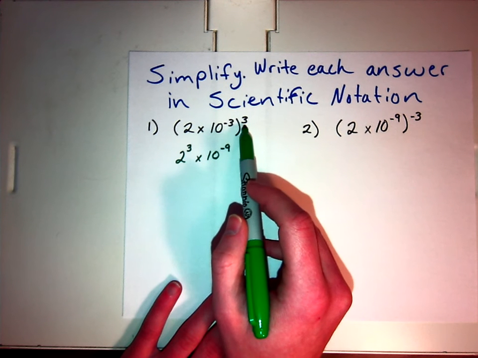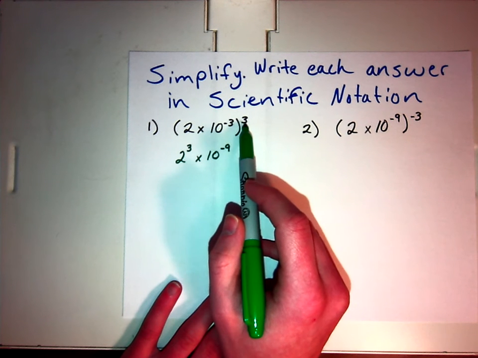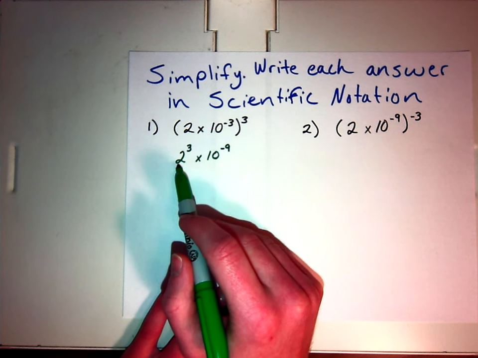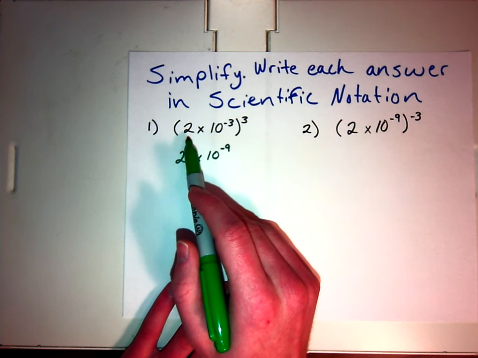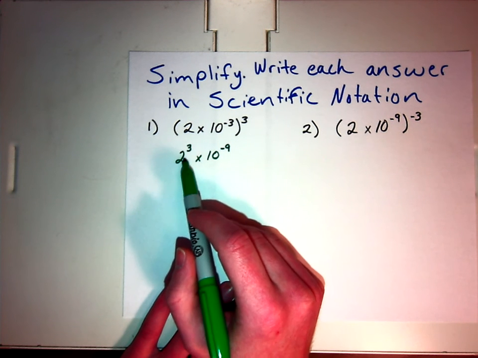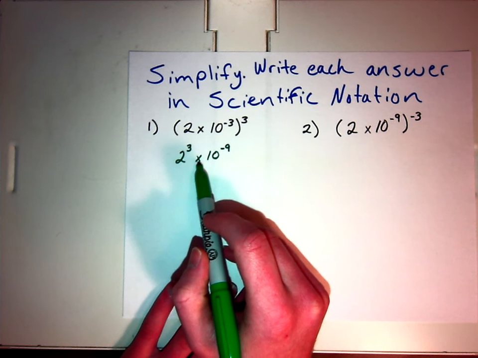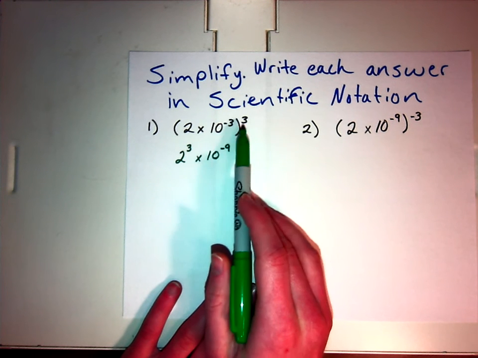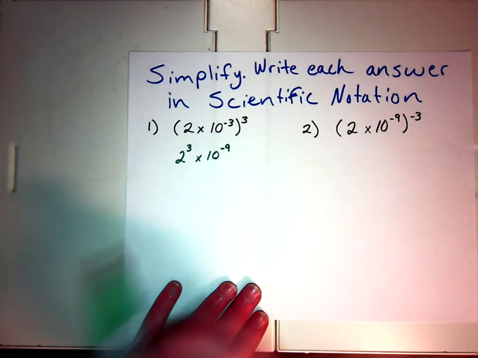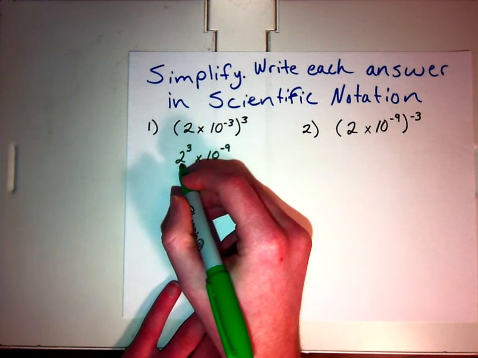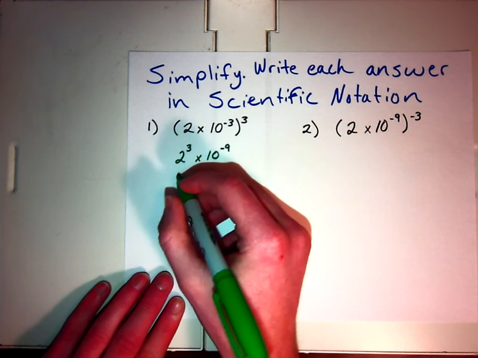And when we have that exponent outside of parentheses, what we do is we multiply it by any exponents within the parentheses. Since 2 would have an exponent of 1, it would be 1 times 3, so that's how we got 2 to the 3rd power. And then we get 10, it's to the negative 3rd originally. Negative 3 times 3 is negative 9. Okay? Then we need to look at it and say, is this scientific notation? No, it is not. We need to do 2 to the 3rd power. Well, that is 8.